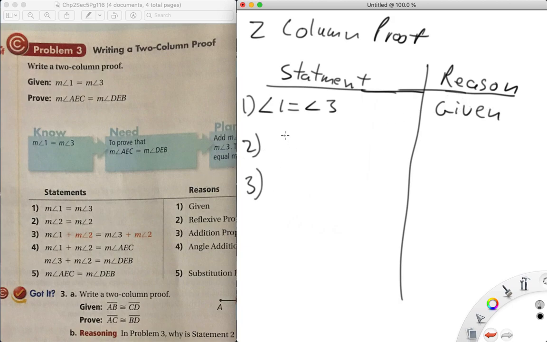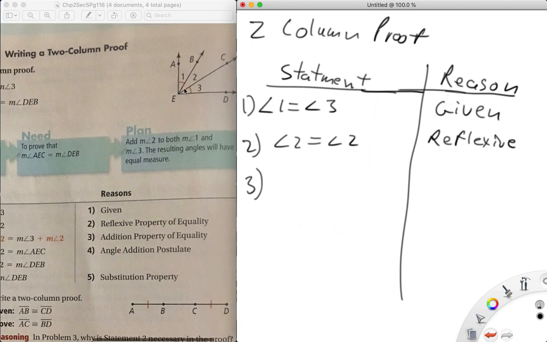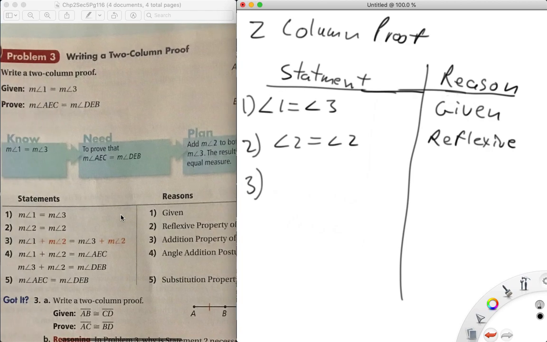Number 2. Angle 2 is equal to itself. Reflexive property of equality. So we have this angle BEC, or angle 2. We can always say that it is equal to itself. It's always important to establish that, if we're going to add something to something, usually most proofs say that it's equal to itself, in order to say that this thing, since it's equal to itself, can be added to whatever I want it to be added to. So we're going to use it to add to the other two angles.